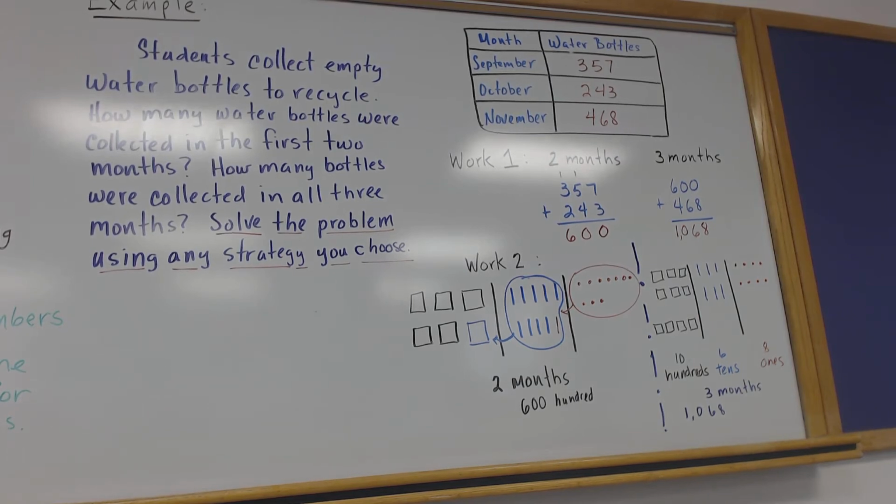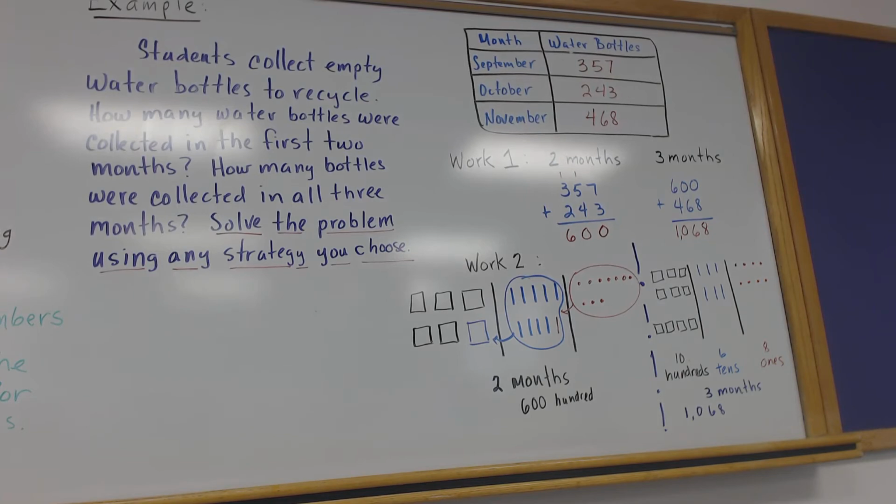Okay, now let's look at an example that we're going to be doing. It says, students collect empty water bottles to recycle. How many water bottles were collected in the first 2 months? How many bottles were collected in all 3 months? Solve the problem using any strategy you choose. So you have to go back to how we added 2-digit numbers and what you learned last year.